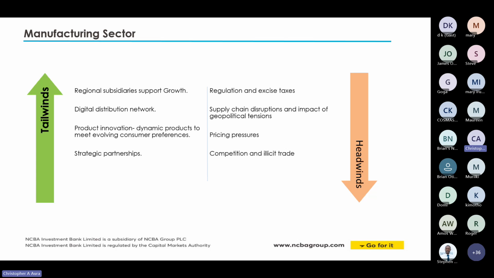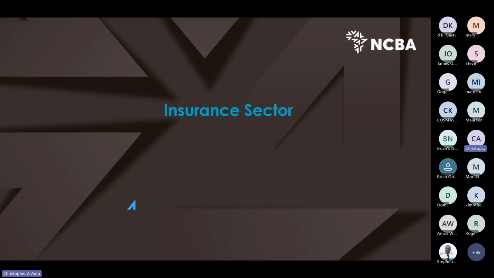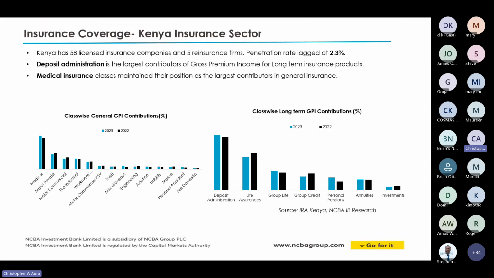So we're done with the manufacturing, and now we move to the insurance sector. Insurance in Kenya, in terms of penetration, showing the number of people covered, is still very low at 2.3%. And this is an issue and also an opportunity, showing that there's still a huge gap to be filled by insurance companies. There are still so many people that need to be covered. And if any insurer can do a better job, sensitize people and make insurance affordable, it can be a huge potential opportunity to look into.